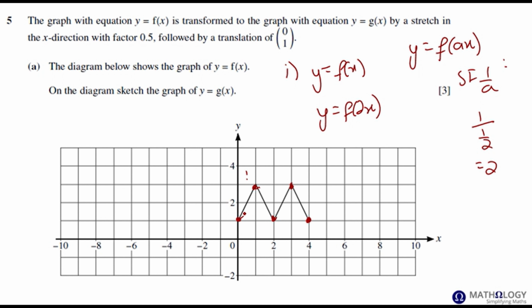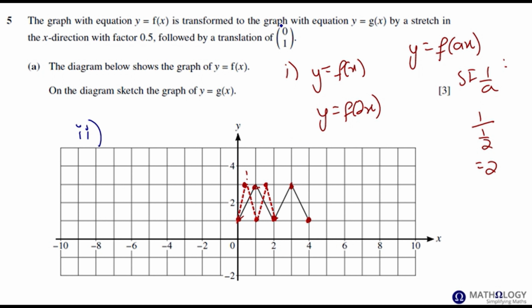So half of 0 is still 0. The x coordinate here is 1, so at the same height we will be at a half. This x coordinate is 2, so at the same height we half 2, and that will be 1. This x coordinate is 3, half of that is 1.5, but at the same height, so 1.5 will be there. And then this x coordinate is 4, and half of that is 2 at the same height, so we will be at that point.